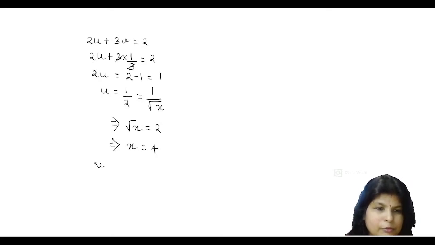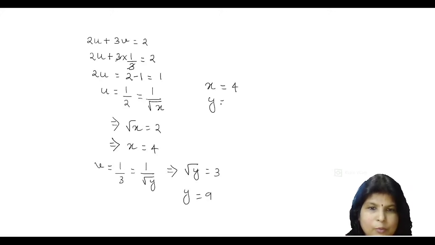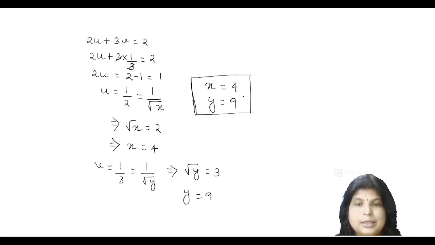Similarly, your v is equal to 1 by 3 is equal to 1 by root y. It implies your root y is equal to 3 and your y is equal to 9. So what is your solution value then? x is equal to 4 and y is equal to 9. So this is your solution value.